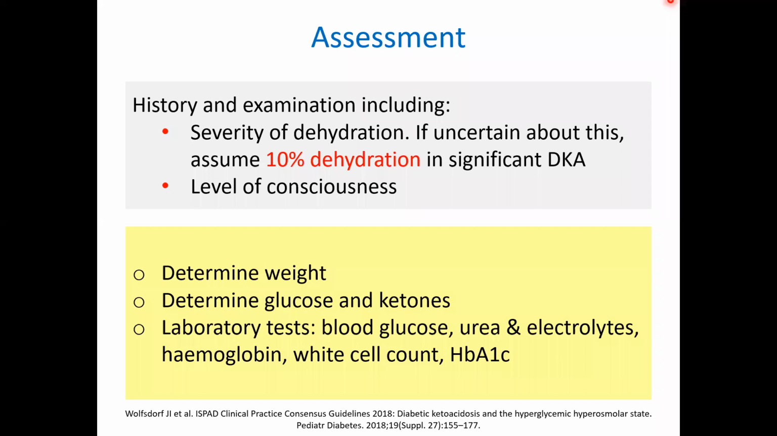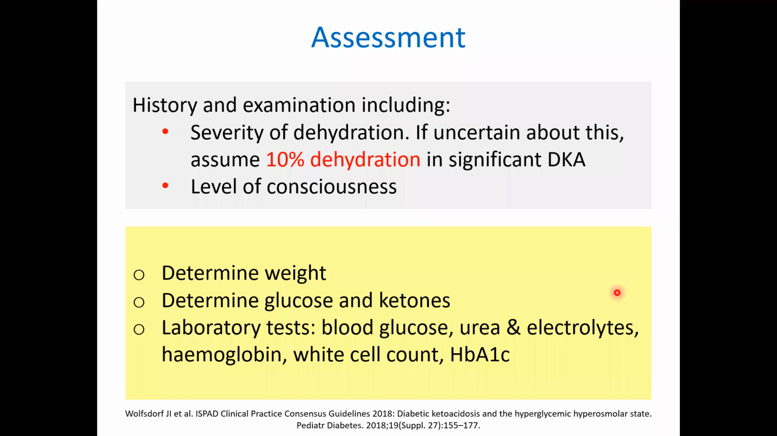So it's important to assess these children when they present. Of course, you need to assess the severity of dehydration. If a child has some dehydration, that usually corresponds to about 5 to 7% dehydration. If they have severe dehydration, that corresponds to about 7 to 10% dehydration. If you're uncertain about the degree of dehydration and the patient has significant DKA, for example, if they have severe acidosis, then it's safer to assume 10% dehydration.